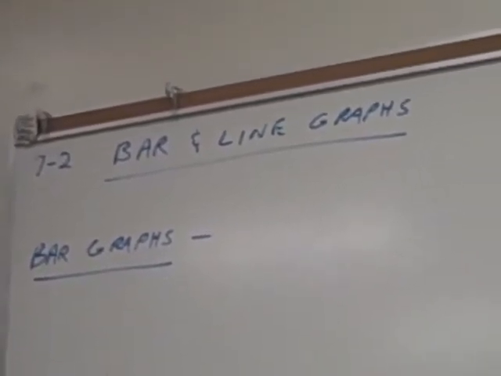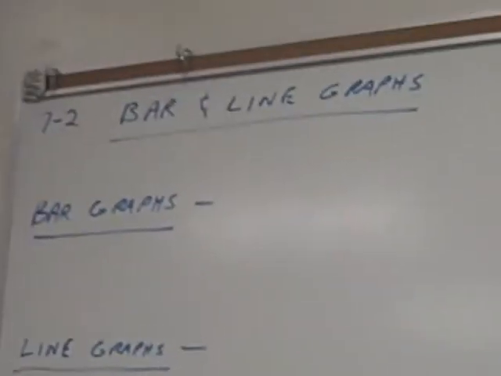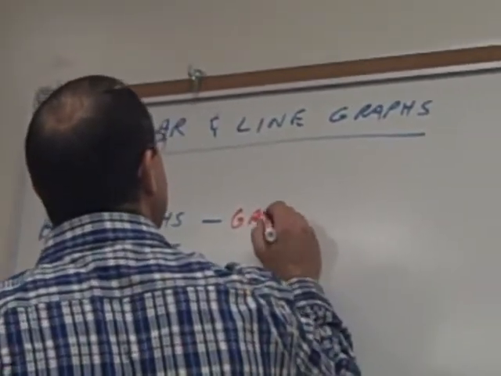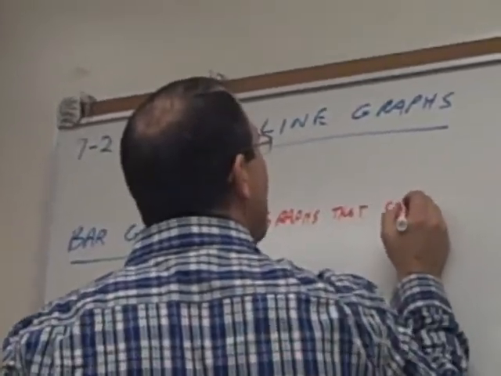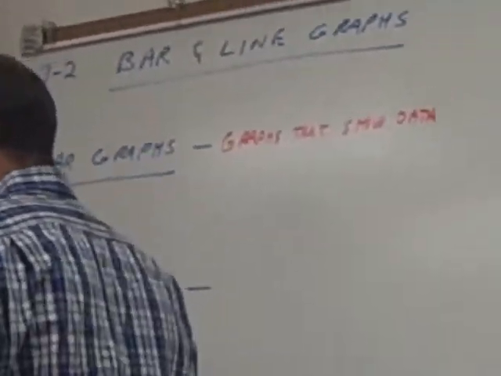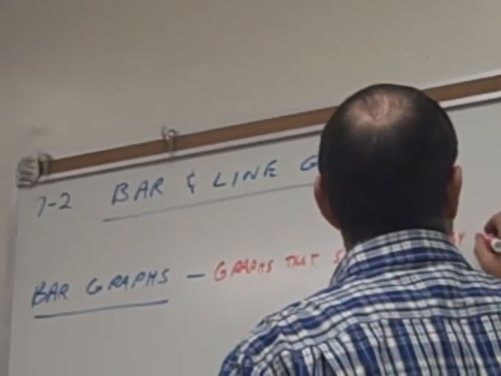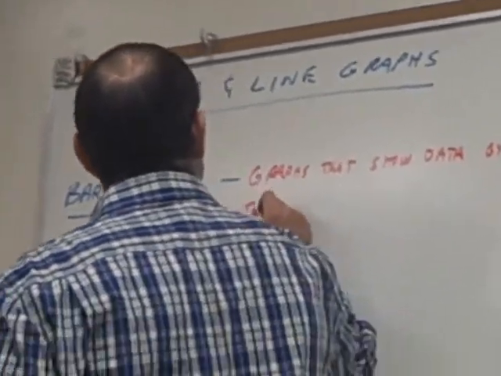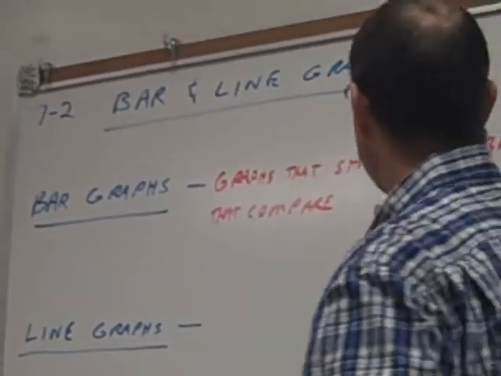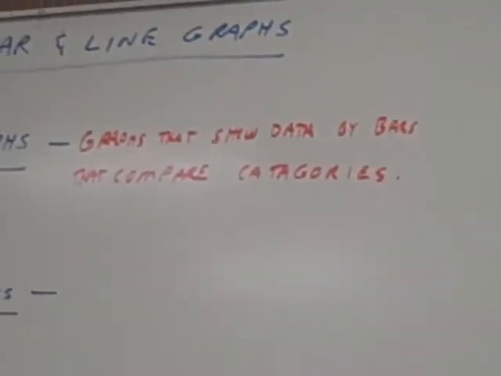Okay, so, looking at bar graphs and line graphs. What's a bar graph? You can make it real simple. Bar graph with bars. You're right. But we're going to make it a little bit harder. Graphs that show data, however you want to say it, by bars that compare categories. It's about as simple as I can put it in English words. Categories.